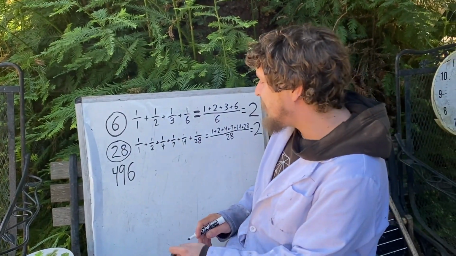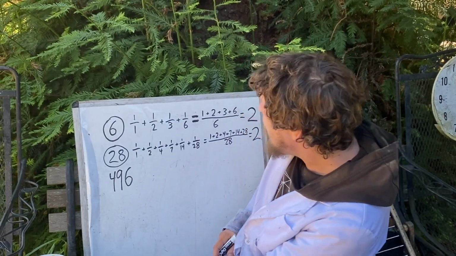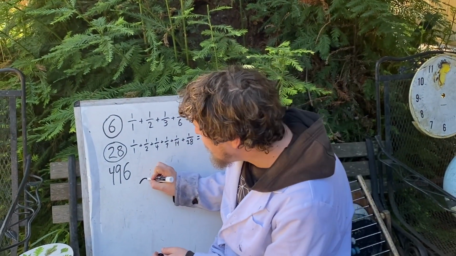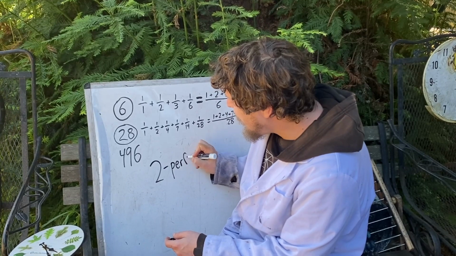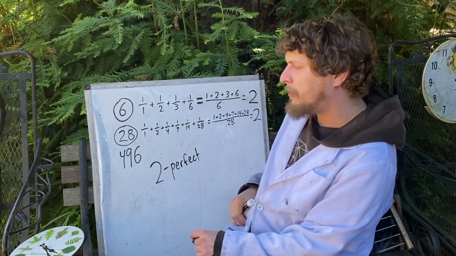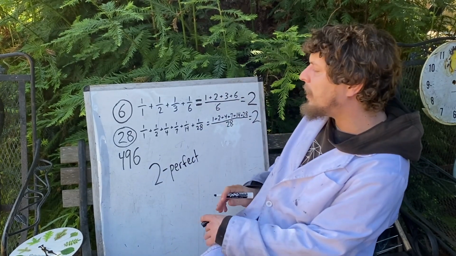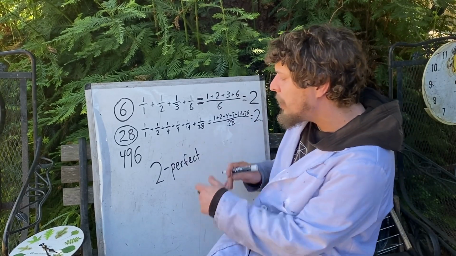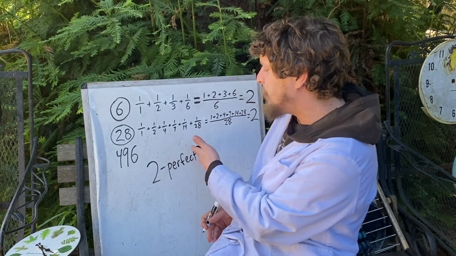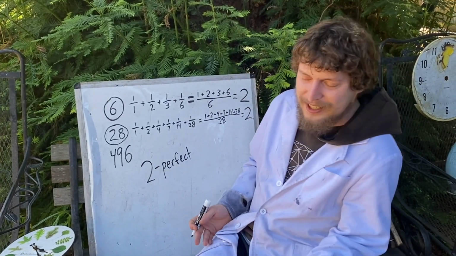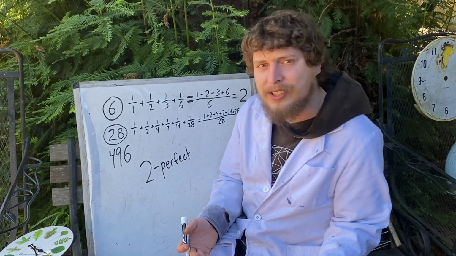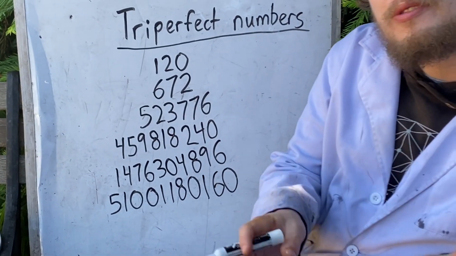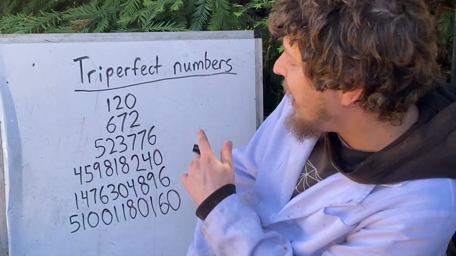These perfect numbers are considered quite important by number theorists, but on the scale of looking at abundancy indices, they're really 2 perfect numbers, because there's something called multiperfect numbers that includes these as well as others. These added up to an abundancy index of exactly 2. But we could also look at things like 3 perfect, also known as triperfect numbers, where the abundancy index is exactly 3. These are the only 6 triperfect numbers known to humanity. It's unknown if there's any others.